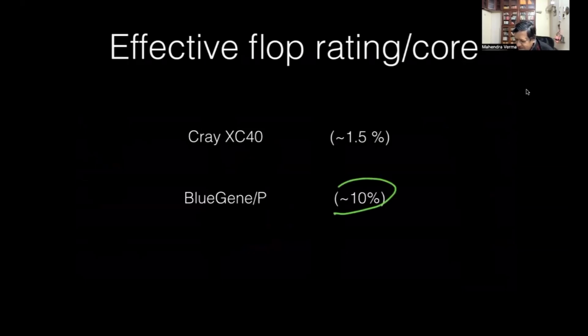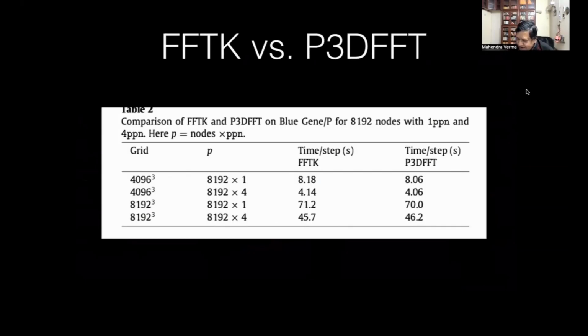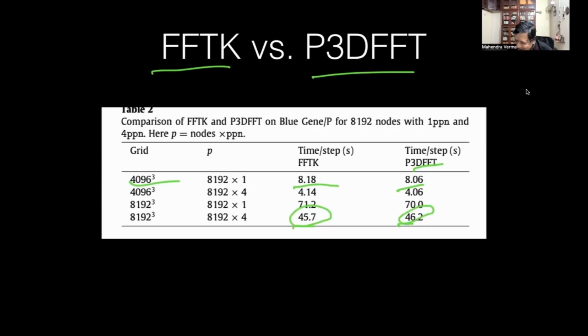So I said BlueGene is around 10% efficiency, and Cray is only 1.5 or 1.8%. So our library is as good. You can see the numbers, like 4096 cube: P3D took 8.06 and we took 8.18. Sometimes we win. This is a lower time. This time must be lower, no? So this will win. Here they are winning. So this is the status of this software.